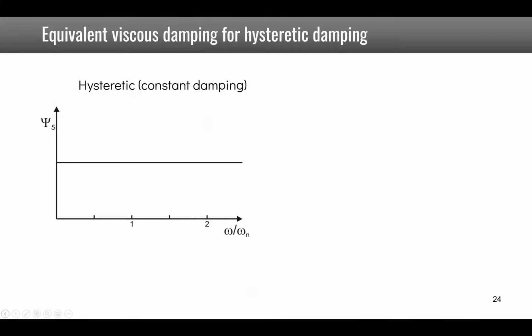The first one is hysteretic damping, where the psi s is constant, equal to 2 psi, and therefore equal to eta, the loss factor of the material. In this case, applying the equation gives us b equivalent equal to eta times square root of km.